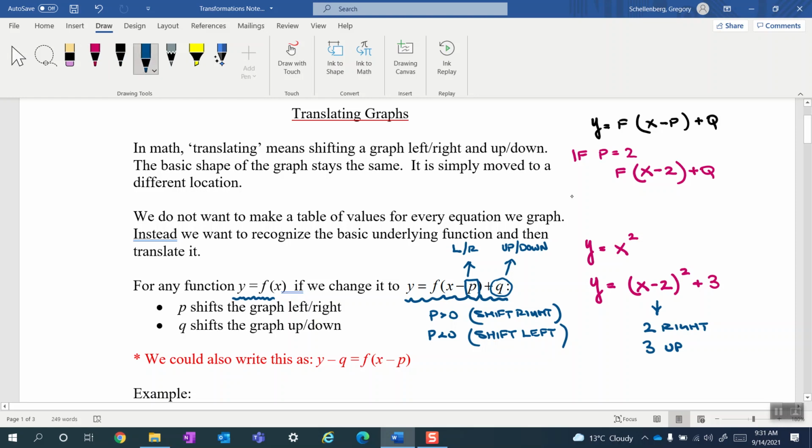Okay, but what happens if p is, for example, negative 1? Okay, what does the equation look like? We get f of x. So this is x minus p, and if p is negative 1, we've got x minus negative 1, which is x plus 1, and then plus q. Okay, so we've got x minus 2 in brackets. This is shifting 2 to the right. We have x plus 1 in brackets. That's shifting 1 to the left.